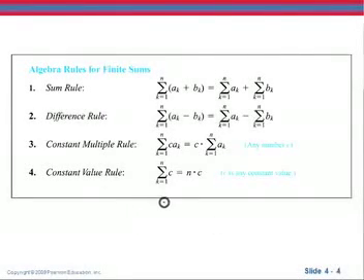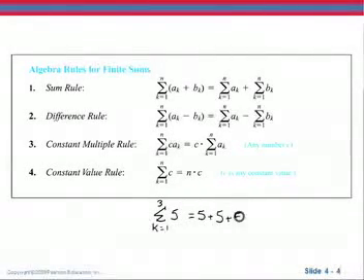Just to show you how that one works, let's say we have the sum from 1 to 3 of 5. Since there's nowhere to plug the k in, our first term is 5, and our second term is 5, and our third term is 5, which gives us 15, which would just be n times c, 3 times 5, which is 15.